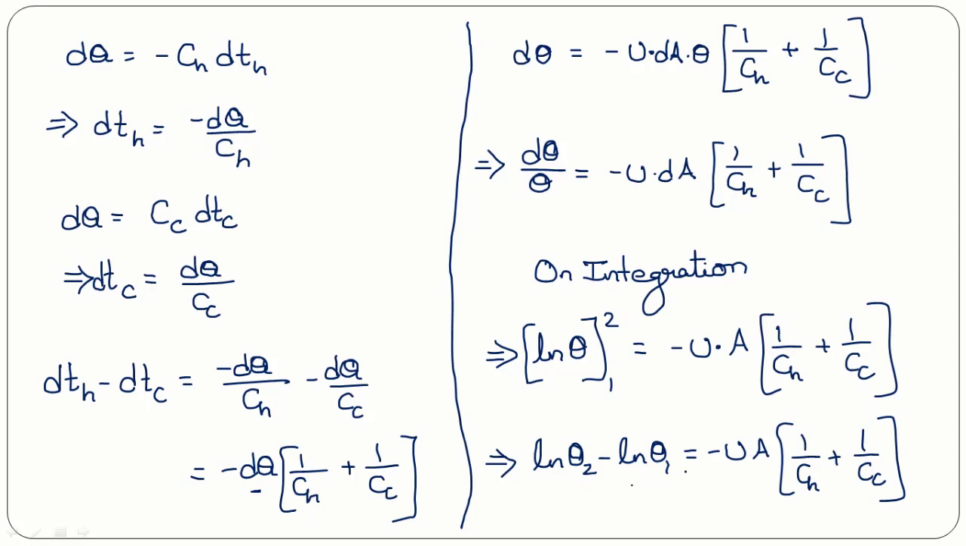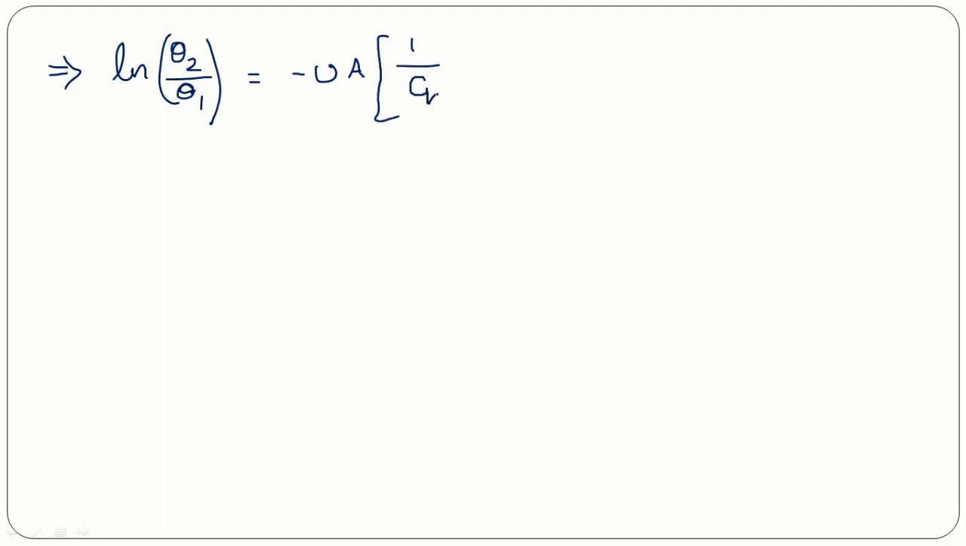Log m minus log n can be written as log m by n. So therefore we can write ln theta 2 minus ln theta 1 as ln theta 2 by theta 1. This is equal to minus UA into 1 by Ch plus 1 by Cc.